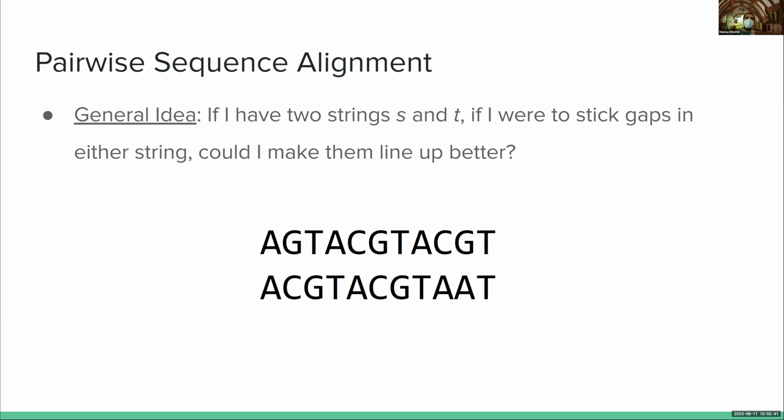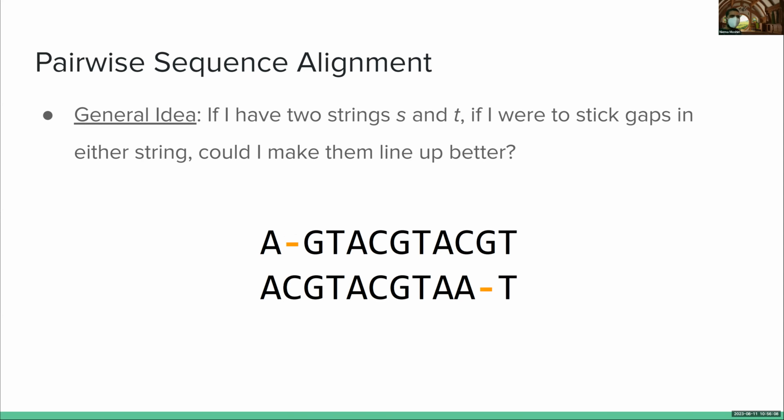Think of this like a puzzle. How can I make them line up? Yeah, go for it. Put a space between the first A and first G on the top line. So you're saying put a space here, so that's going to shift over the G, shift over the T, shift over the A, shift over the C, shift over the G, shift over the T, shift over the A, shift over the C, shift over the G. Okay.